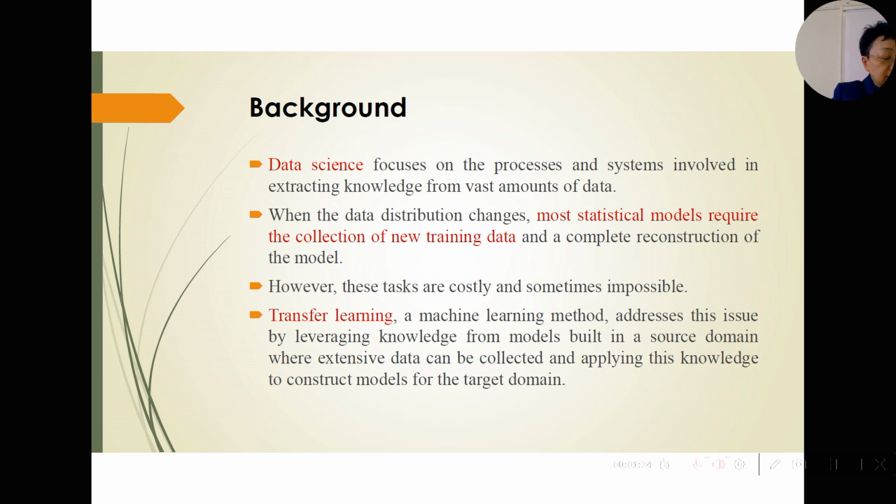Transfer learning, a machine learning method, addresses this issue by leveraging knowledge from models built in the source domain, where extensive data can be collected, and applying this knowledge to construct a model for the target domain. Transfer learning offers high precision learning with minimal data and short training time.